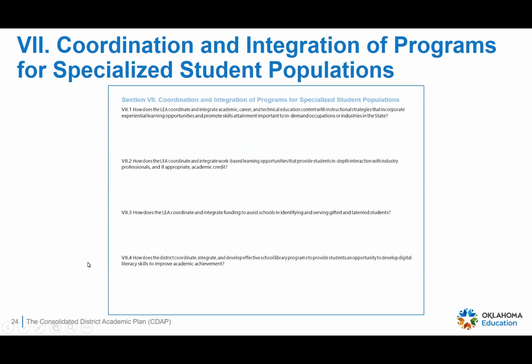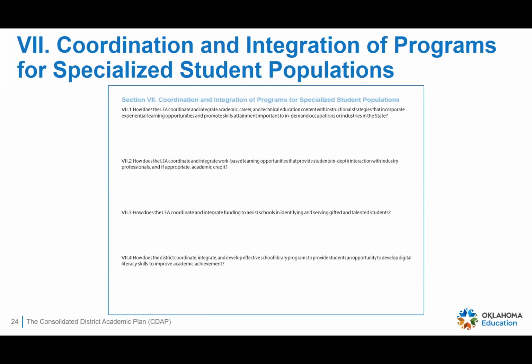Okay, and in the final section, coordination and integration of programs for specialized student populations. So the first question, how does the LEA coordinate and integrate academic, career, and technical education content with instructional strategies that incorporate experiential learning opportunities and promote skills attainment important to in-demand occupations or industries in the state?